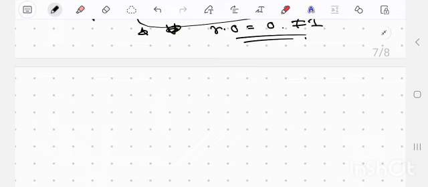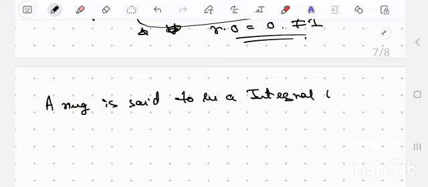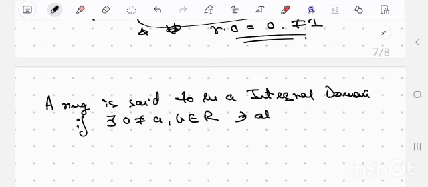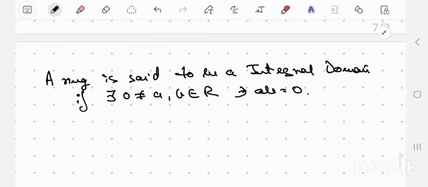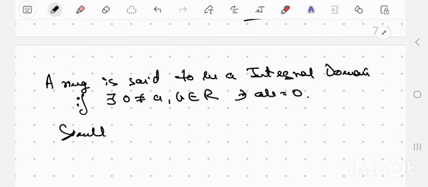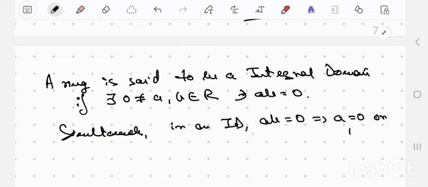Okay, fine. A ring is said to be a domain, an integral domain, or in some books simply a domain, if there do not exist non-zero elements A, B in R, both non-zero, such that their product is 0. Simultaneously, we can say it in this way: in an integral domain, AB equals 0 immediately implies either A is equal to 0 or B is equal to 0. Clear? You cannot have two non-zero elements getting multiplied to be 0. Got it? Fine. Some examples we'll see.